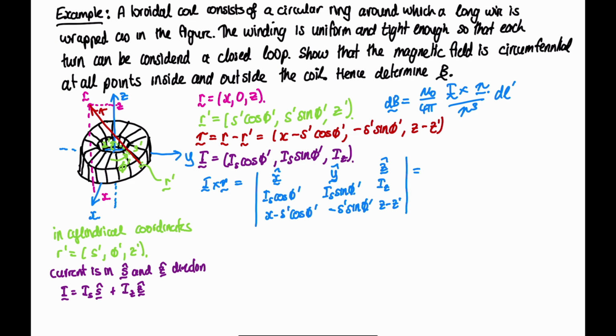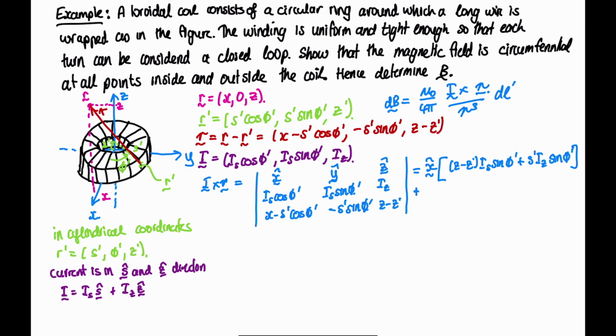Okay, so we can work out what this is. So we've got in the x direction, let's put it as I_S sine phi prime times z minus z prime. And then we've got minus I_Z times this, but there's a negative sign here. So those negative signs will cancel out, and we'll end up with a positive. And this will be s prime I_Z sine phi prime. So that's our x direction.